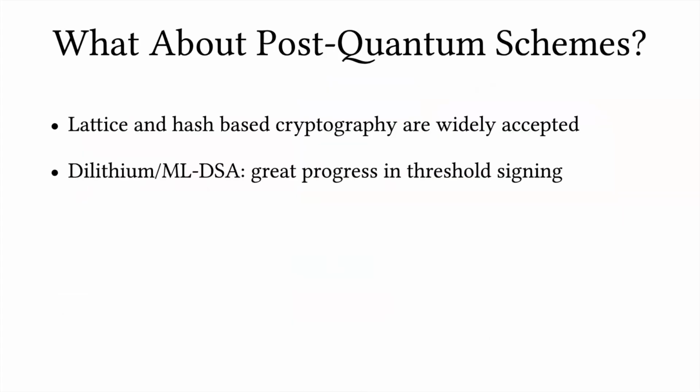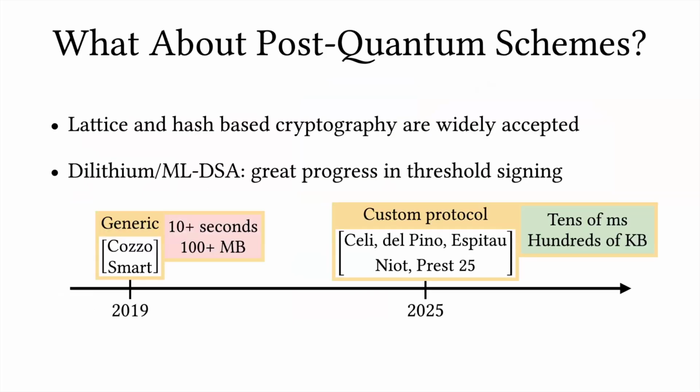But when it comes to post-quantum schemes, arguably lattice and hash-based cryptography are among the most widely accepted. And Dilithium, or ML-DSA as it's known, has seen a good amount of progress in threshold signing. Right? So it started with the generic scheme a few years ago. Like Cosmo Smart estimated that it would cost like tens of milliseconds over hundreds of megabytes to sign using generic MPC. And very recently, Celi et al. constructed this very efficient custom protocol that admittedly works in a bit of a restricted setting, but it's very clearly deployable, like on the order of tens of milliseconds, hundreds of KB.